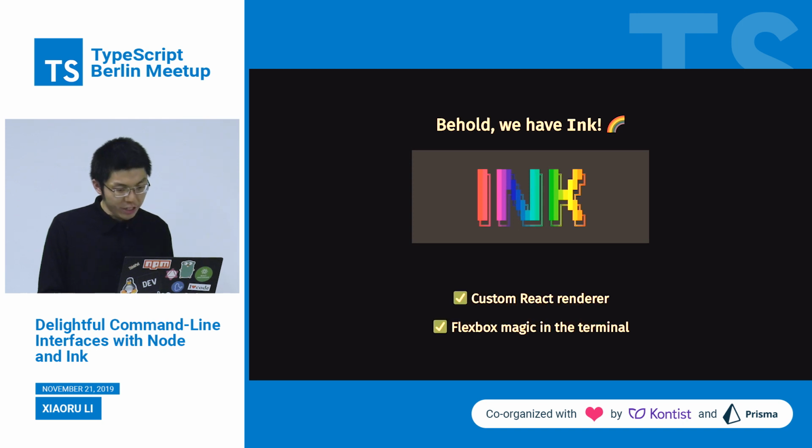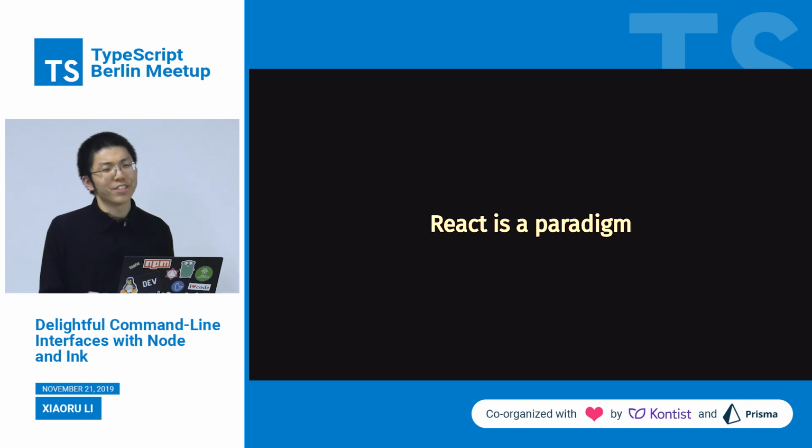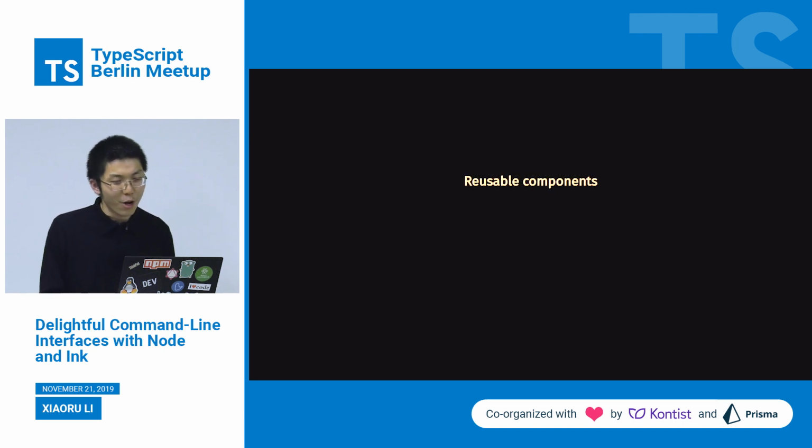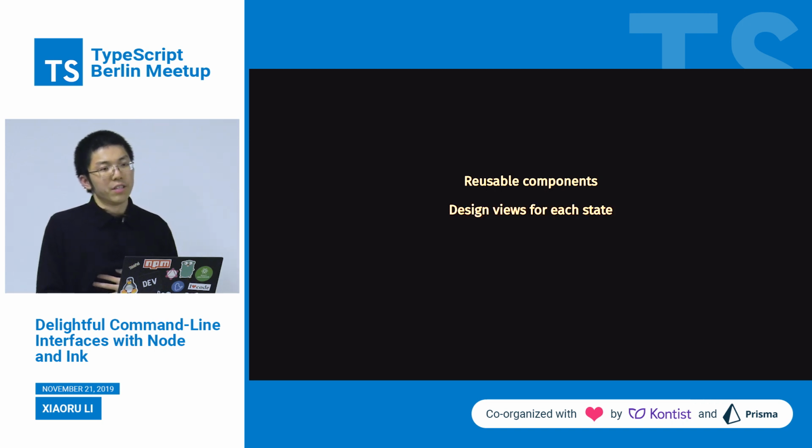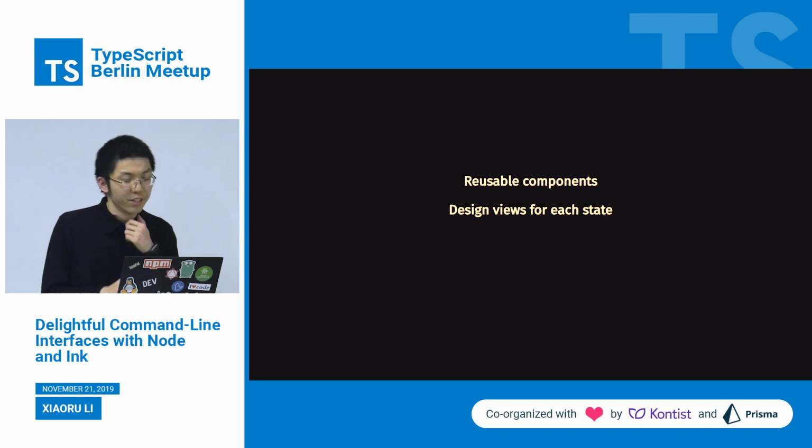And Ink is actually a React renderer, and it allows you to use Flexbox in the terminal, which is super cool, I think. And React is not just a UI library, it's basically a paradigm. You basically write reusable components, everything is self-contained, and design views for each state. So your app is basically a huge function based on a state. So when the state changes, your output changes. When the state remains the same, your view doesn't change.